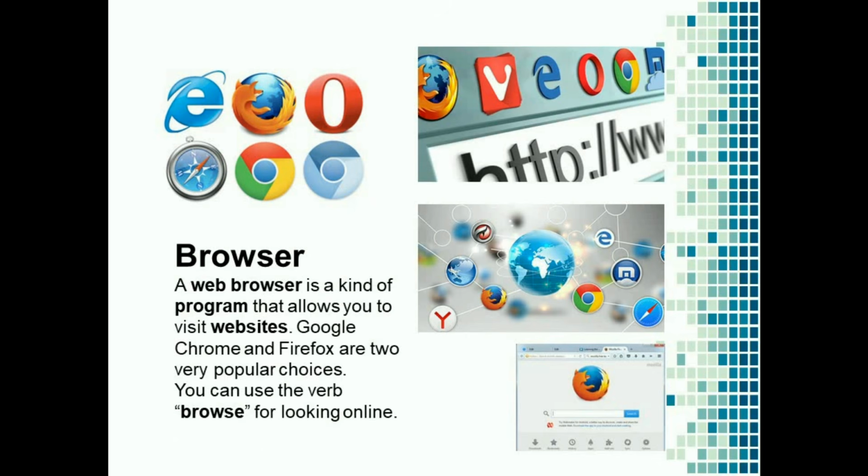What is this? We can see here Internet Explorer, Google Chrome, Firefox, Safari. These are what we call browsers. Technically, we should say web browser, as this is a program that allows us to visit websites and use the internet. We use the verb browse to talk about looking around online. The noun browser is the program we use.